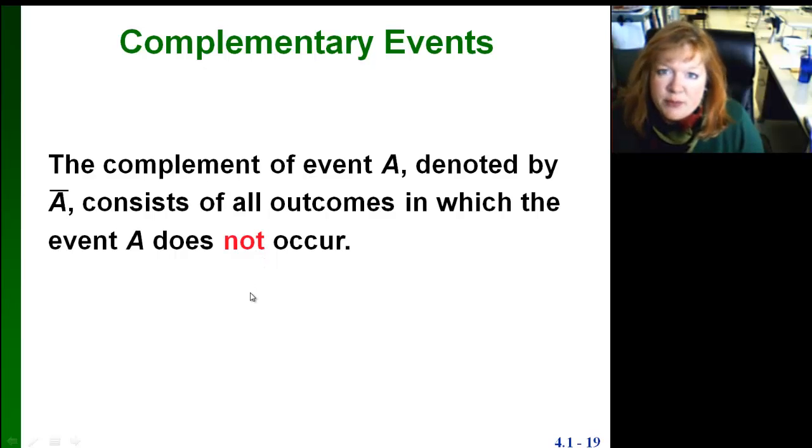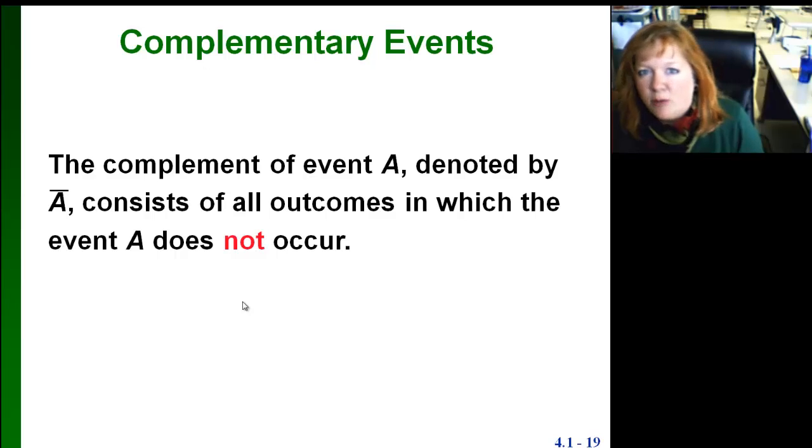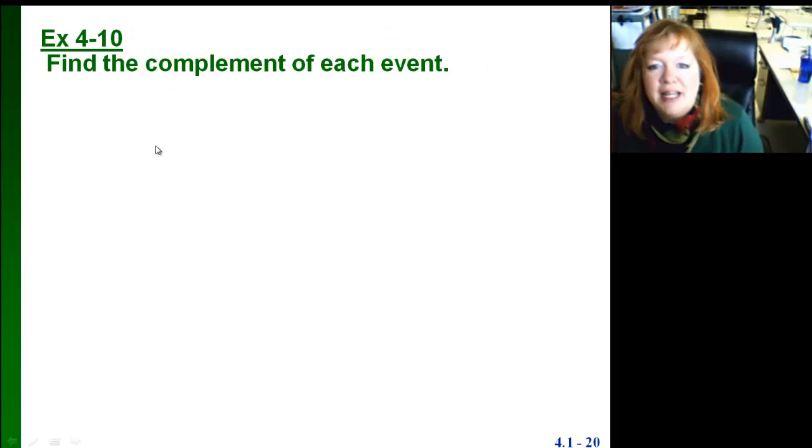So in other words, if I was talking about rolling a die and getting a 3, the probability of getting a 3 would be 1 out of 6. The outcomes that didn't occur are if I get a 1, 2, 4, 5, or 6. So that's what complementary events are. It's one that doesn't occur. So find the complement of each event. I think you'll get a better idea of what we're talking about with this one.